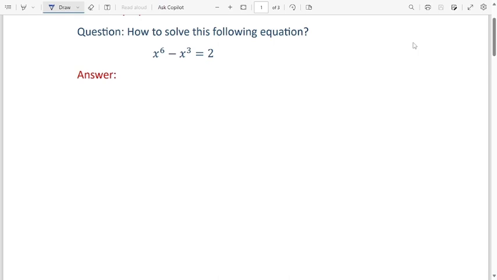Today we are going to solve an equation. Let's see what we have. x to the power 6 minus x cube equal to 2. In your daily life, in school, you can get this type of problem very easily. But today we are discussing how to solve this equation.